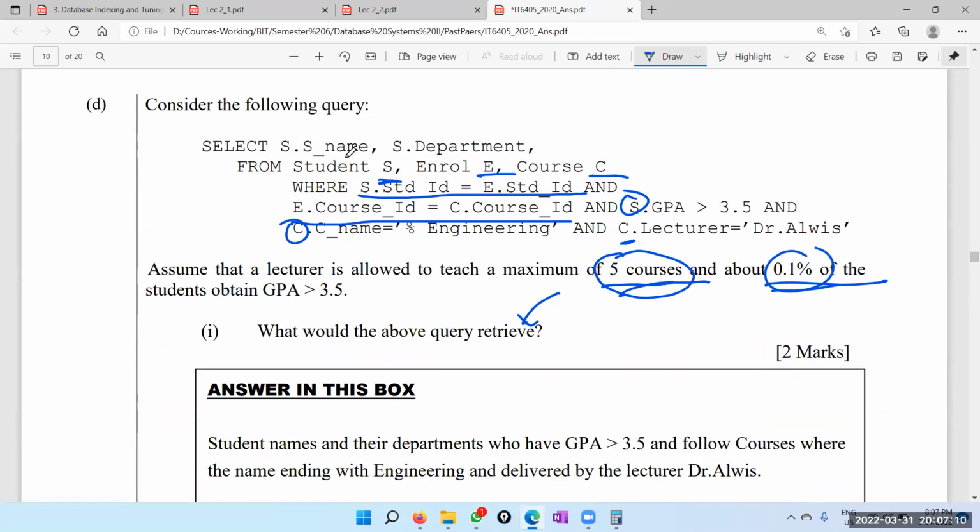Yes, those students' names and department IDs are needed. Student names and their departments who have got a GPA greater than 3.5 and follow courses where the name ends with engineering. Yes, name ending with engineering, right? Not name includes engineering, because it is anything ending with engineering. So I was a little bit not very specific on that point. I just told you that the course name contains engineering, but more specifically, a course ending with engineering and delivered by the lecturer Dr. Alice. Right? So there are 2 marks given for that. So that is the easy question. I don't see any reason why you can't get marks for that.